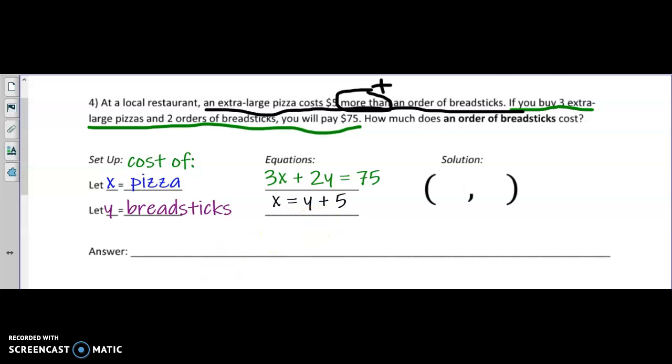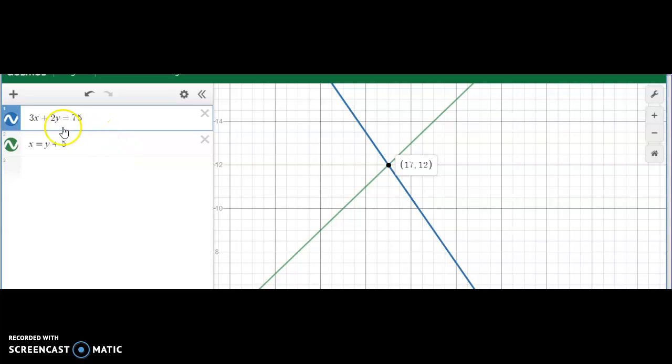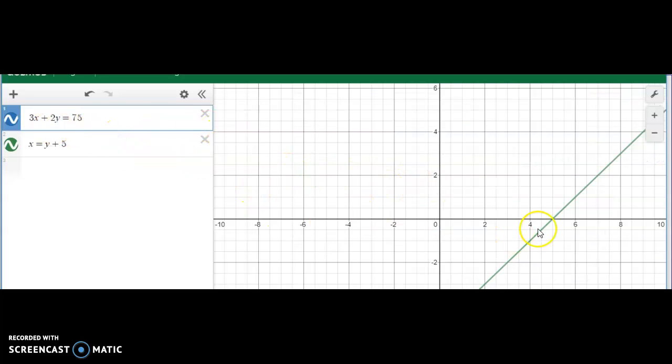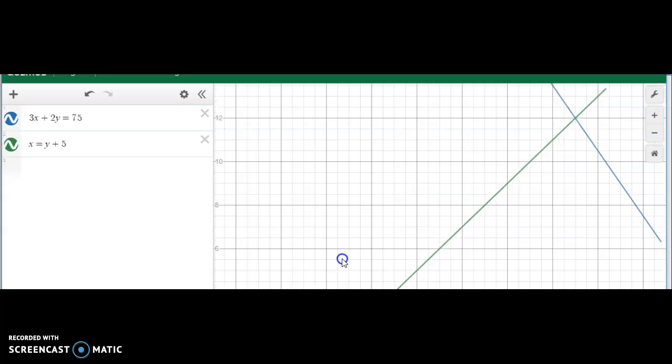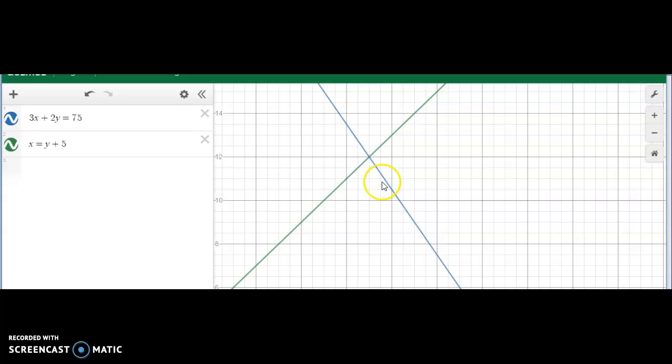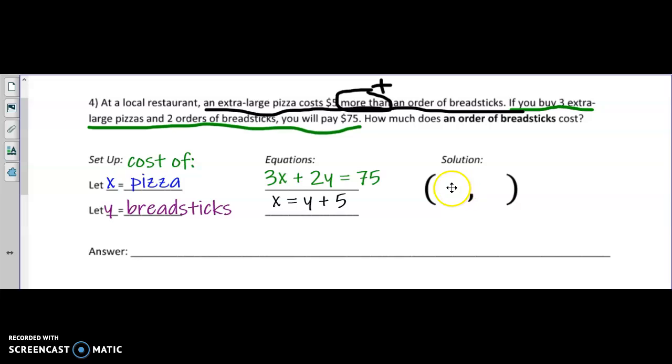Now we go to Desmos. We type in our two equations. And when you first type those in, if you had your screen in a normal screen, you may not see where the two lines intersect. So don't forget, you might need to scroll around a little bit to find where they intersect. Click the point, click it again. The solution should be right there. And in this case, the solution is (17, 12). So if I go back to my answer, (17, 12).